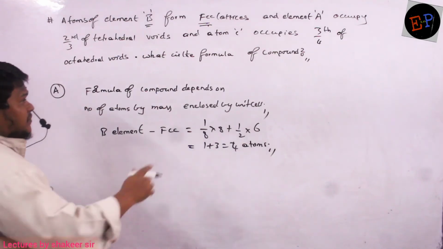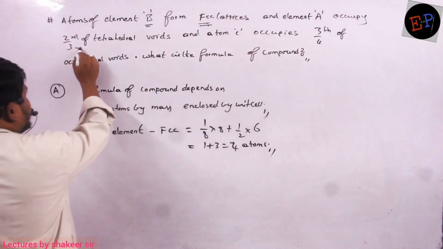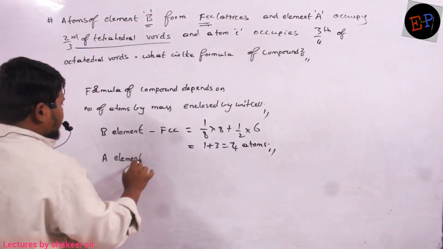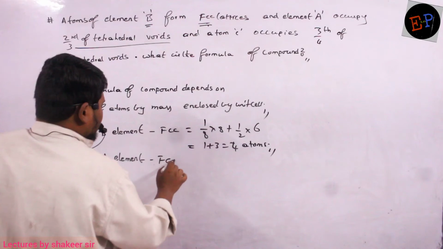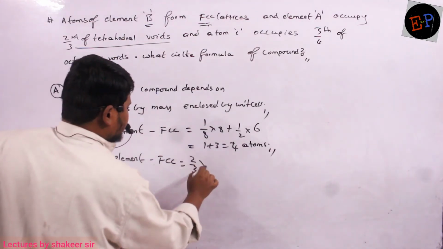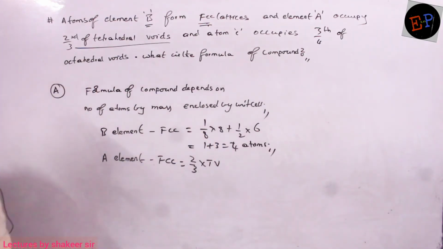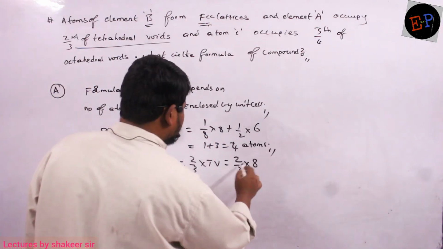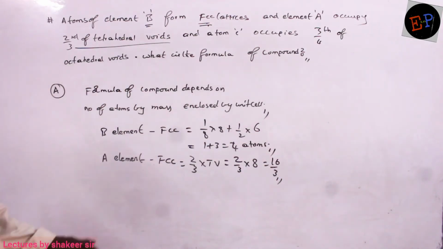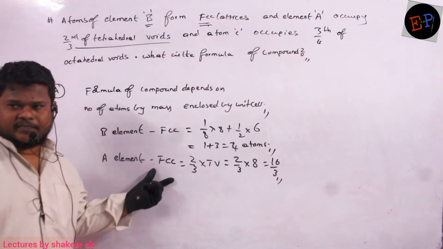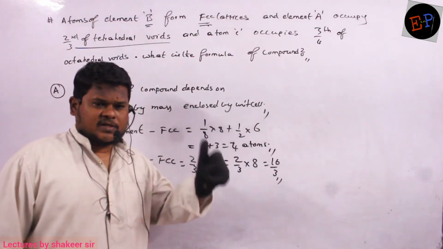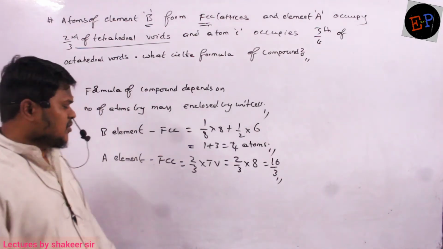Then see element A. Element A is occupying 2/3 of the tetrahedral voids. Here also it is FCC only. And how many voids is it covering? 2/3 of the tetrahedral voids. Now 2/3 of 8, let it be 16 divided by 3. These are the tetrahedral voids present in FCC. So 16/3 atoms are enclosed by this unit cell. That is the meaning of this.